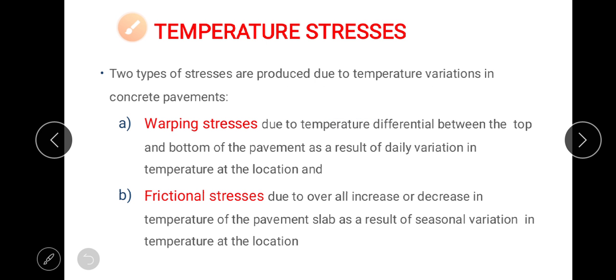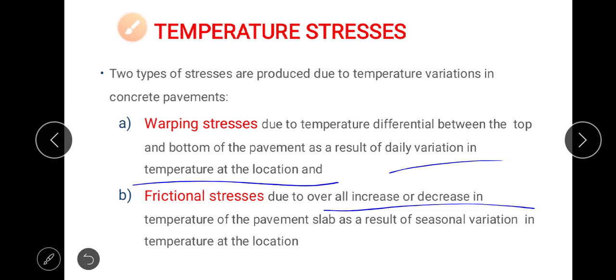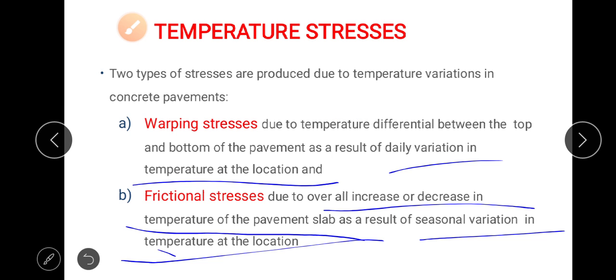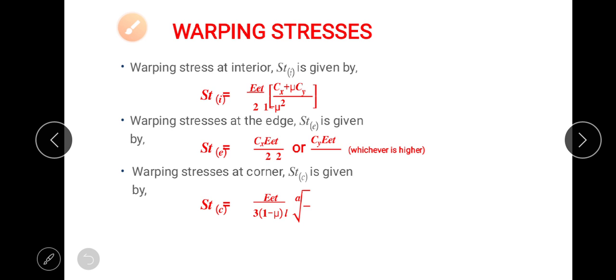Is it clear? Temperature stresses are classified into warping stresses and frictional stresses. Warping stresses are due to temperature differential between the top and bottom of the pavement as a result of daily variation in temperature at the location, and frictional stresses are due to overall increase or decrease in temperature of the pavement slab as a result of seasonal variation in temperature at the location. Warping stress can be calculated by the formulae developed by Westergaard. Warping stress at interior is given by (E e T divided by 2) whole multiplied by (Cx plus mu Cy) divided by (1 minus mu squared), where mu is the Poisson's ratio of concrete.